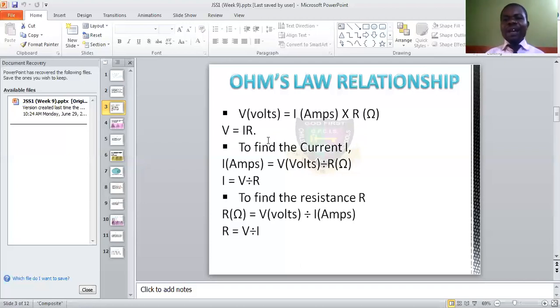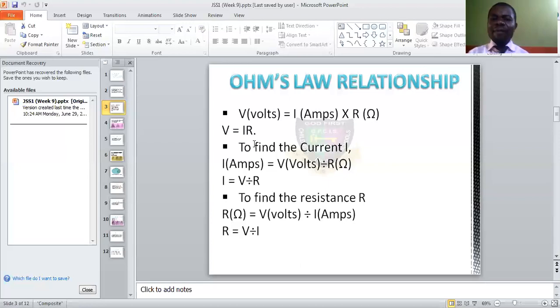What we mean is, if you're having current as 2 ampere and you have resistance as 2 ohm, so 2 times 2 will give you 4. That means automatically the value of the voltage will be 4 volts, because 2 times 2 gives you 4.